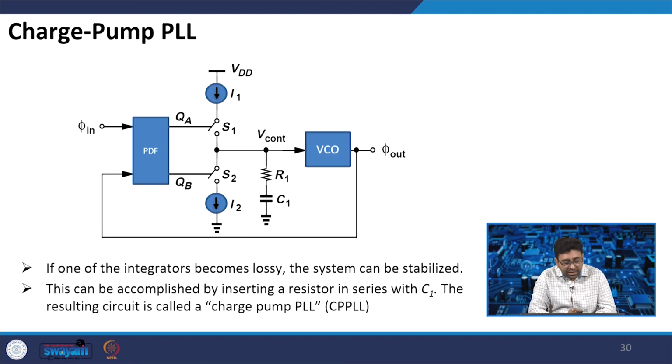If one of the integrators becomes lossy, let us say this capacitor, the system can be stabilized, and this can be accomplished by inserting a resistor in series with C1. So, we need to add a resistance R1 with C1 that will provide additional stability in the charge pump PLL. This is also known as a charge pump PLL, because we require a charge pump circuit.